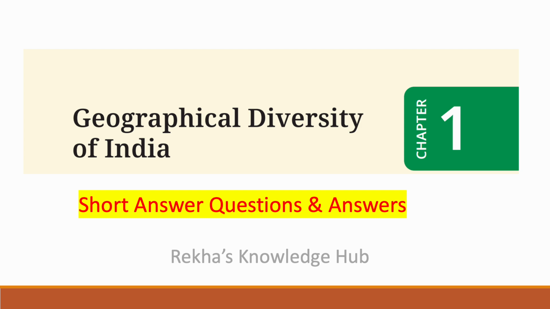Today we will see NCERT Class 7 Social Science, Chapter 1, Geographical Diversity of India, Short Answer Questions and Answers. The explanation of this chapter is already uploaded. Please go through it.